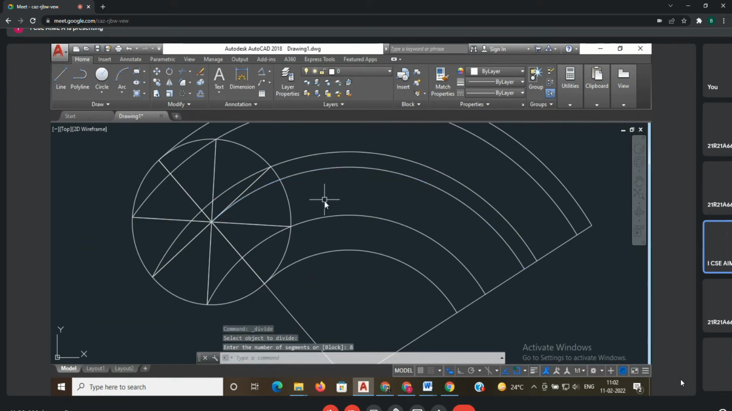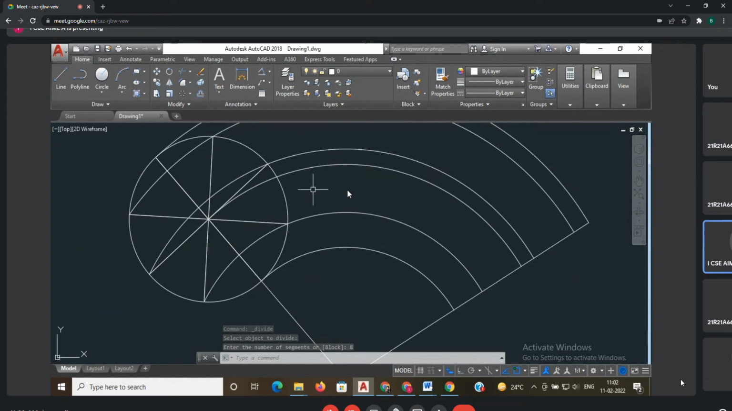Now, after making 8 segments, I am not getting the points. What do I have to do? PD mode. Type PDMODE in the command prompt, enter, give some value. I am giving 3. Now I got the points.